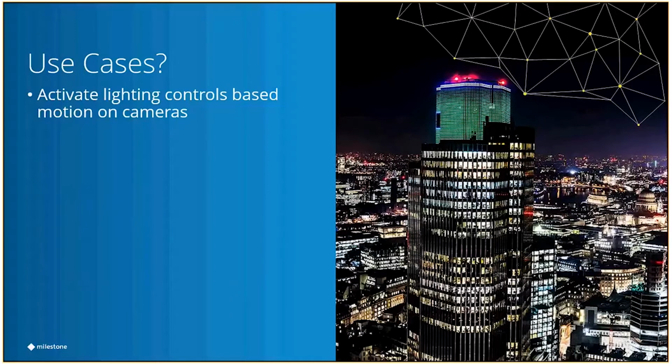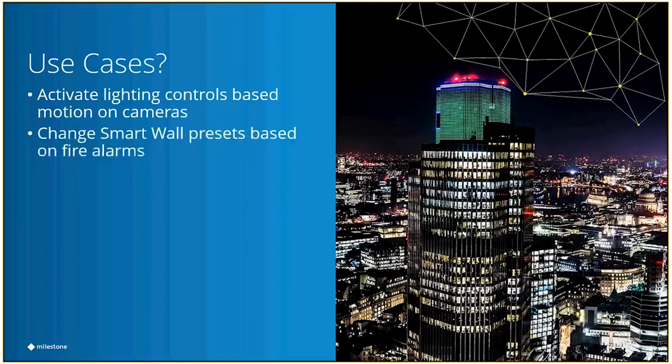For the system acting as an actual BACnet device, we could activate lighting controls based on motion from a camera. So if we had another system that was controlling lighting in a building, anytime you walked into a room and we detected motion on the camera, we could activate lighting in the room. Working the opposite way, monitoring devices, we could change a Smart Wall preset based on a fire alarm. So if the fire alarms were communicating over a BACnet protocol, we could change the Smart Wall preset or make an alarm go off inside the Smart Wall.